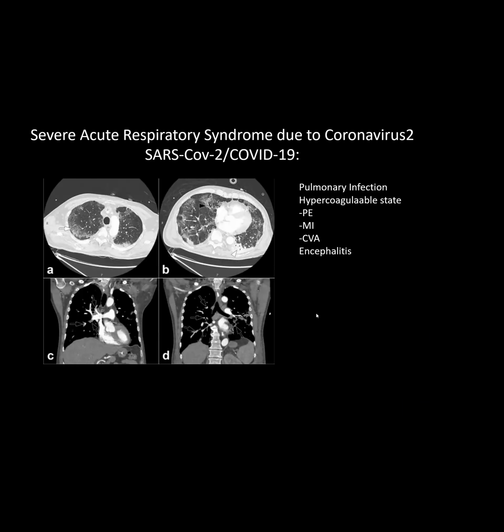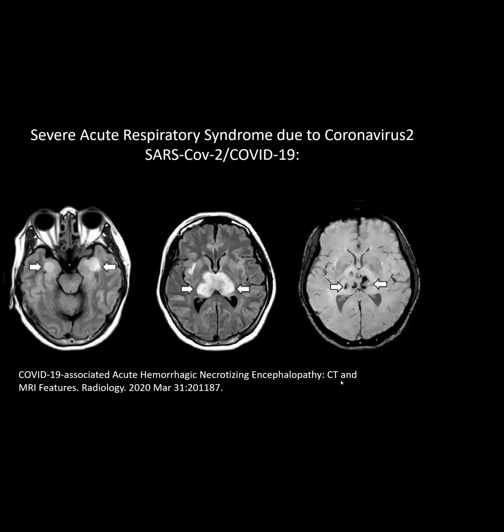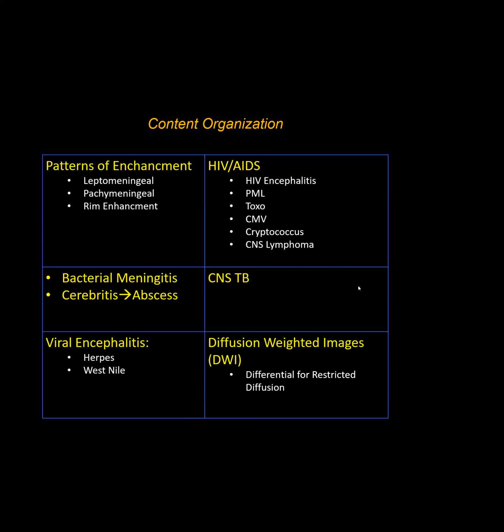COVID was a huge thing last year and it's resurging now. It can involve your body in different ways. You can get a pulmonary infection from it. It is said to cause hypercoagulability and can give you pulmonary embolisms, DVT, MIs, and also CVAs. It can also go to your brain and give you meningeal encephalitis. This case report, published when COVID first surged in New York around March, out of Detroit, shows involvement of the temporal lobes and deep gray structures, with a hemorrhagic component on gradient echo.